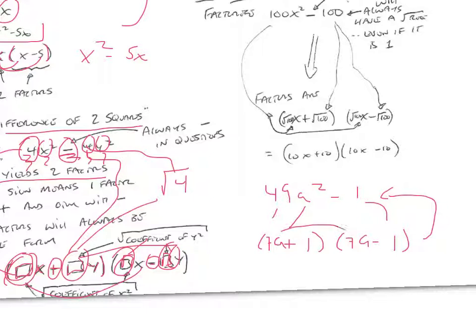Let's do it. 7a by 7a is 49a squared. 7a by minus 1 is minus 7a. 1 by 7a is plus 7a. And plus 1 by minus 1 is minus 1. So they'll cancel out, giving 49a squared minus 1.